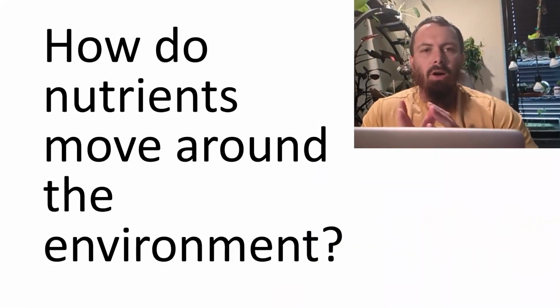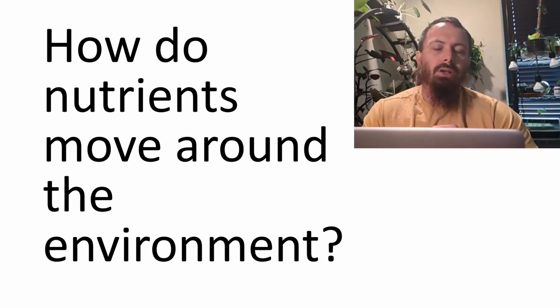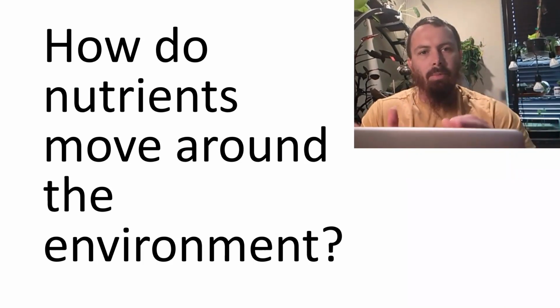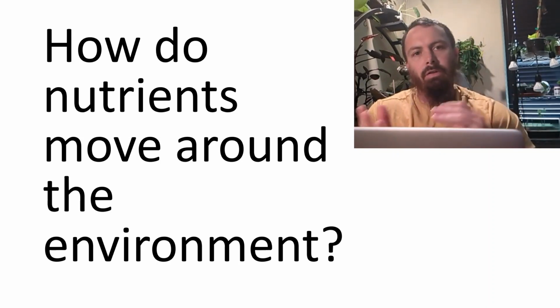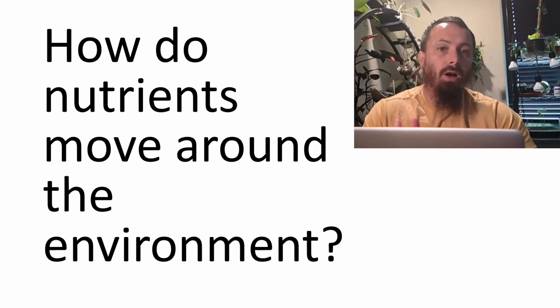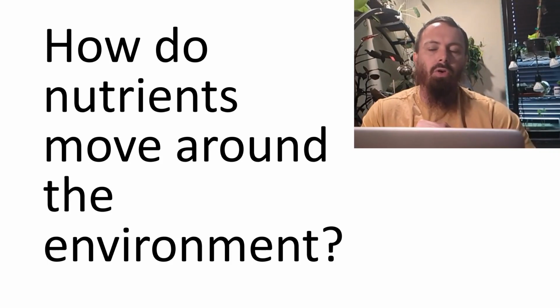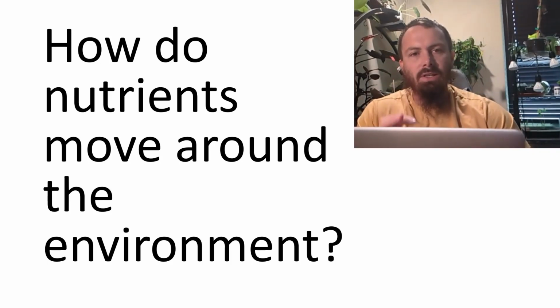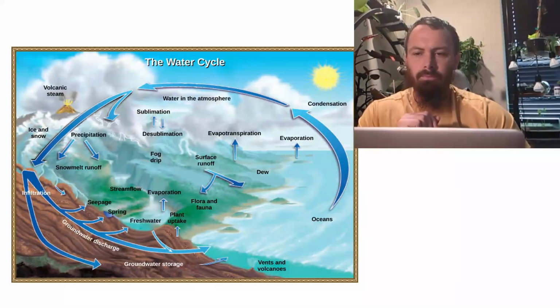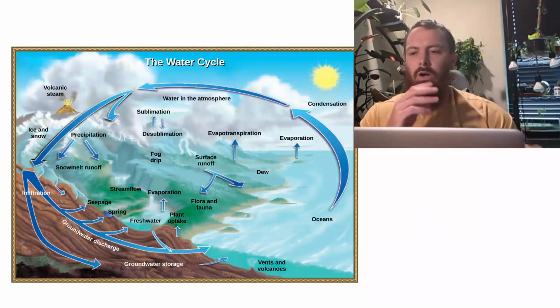So, when we're talking about how nutrients move around the environment, it's going to depend on each different nutrient. Some of them will have an atmospheric component, some of them won't. Where they're found, are they found in the rocks or not? Are they produced by organisms? And each one has a little bit of a story. So we're going to start off simple here with the water cycle.